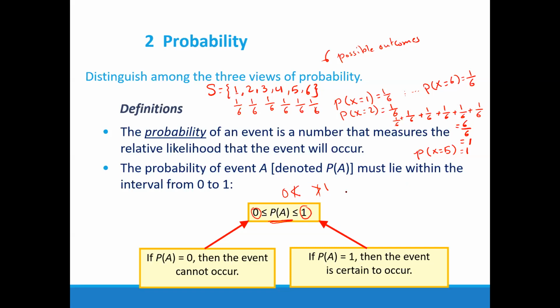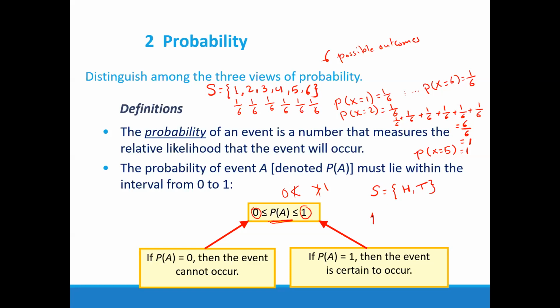So if I want to apply this on head and tail, what is the sample space of flipping a coin? It's a question for you. What is the sample space of flipping a coin? S equals 1, 2. Head or tail. Okay, so do not be confused.